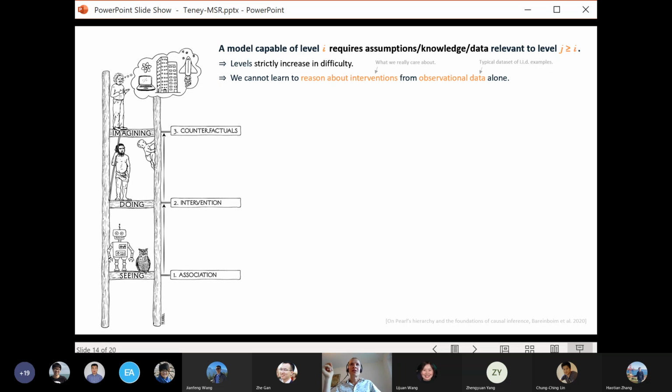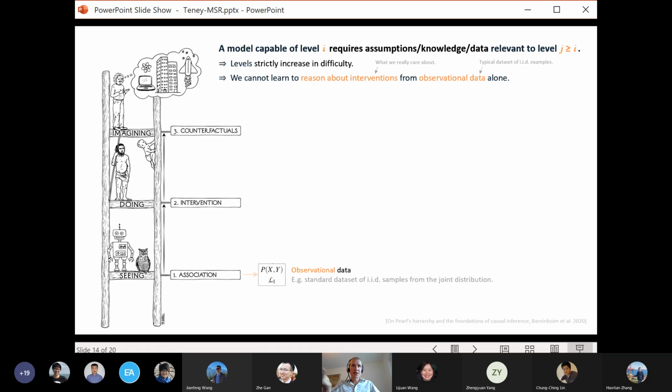So this also implies that we cannot learn a model capable of causal reasoning, that is level 2 and 3. We cannot achieve that only from data from level 1, the observational data. But that's usually the only kind of data that we have in our datasets. So we know that something is missing to learn models capable of level 2 and 3. So concretely, what does this data look like?